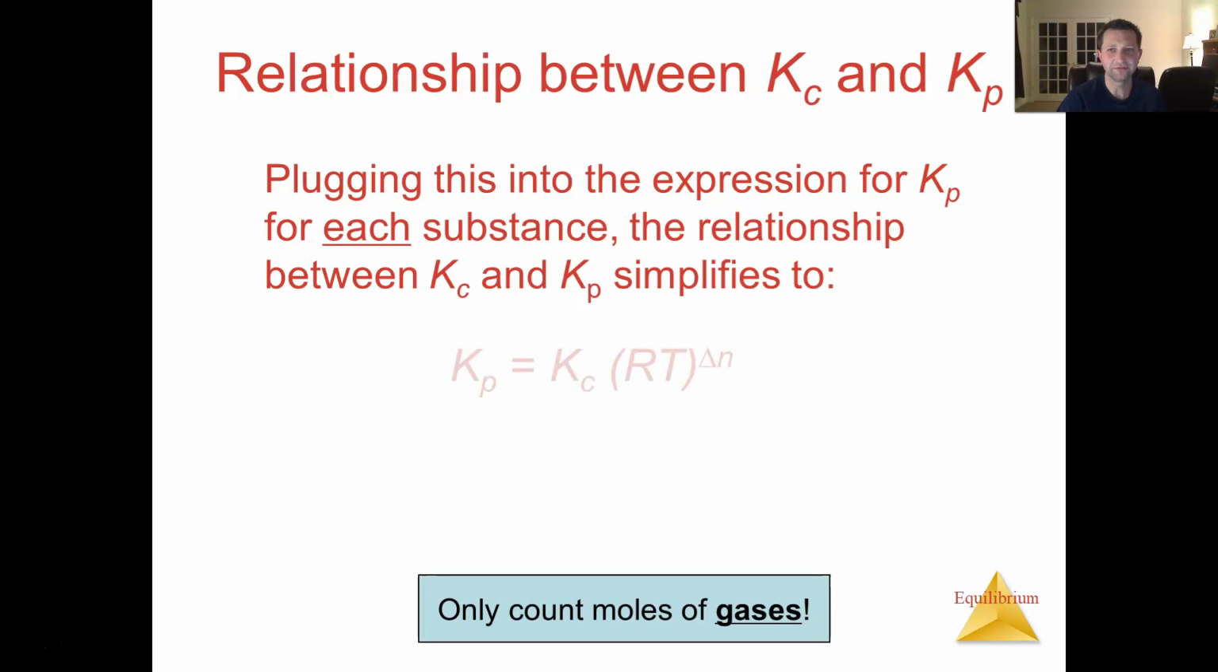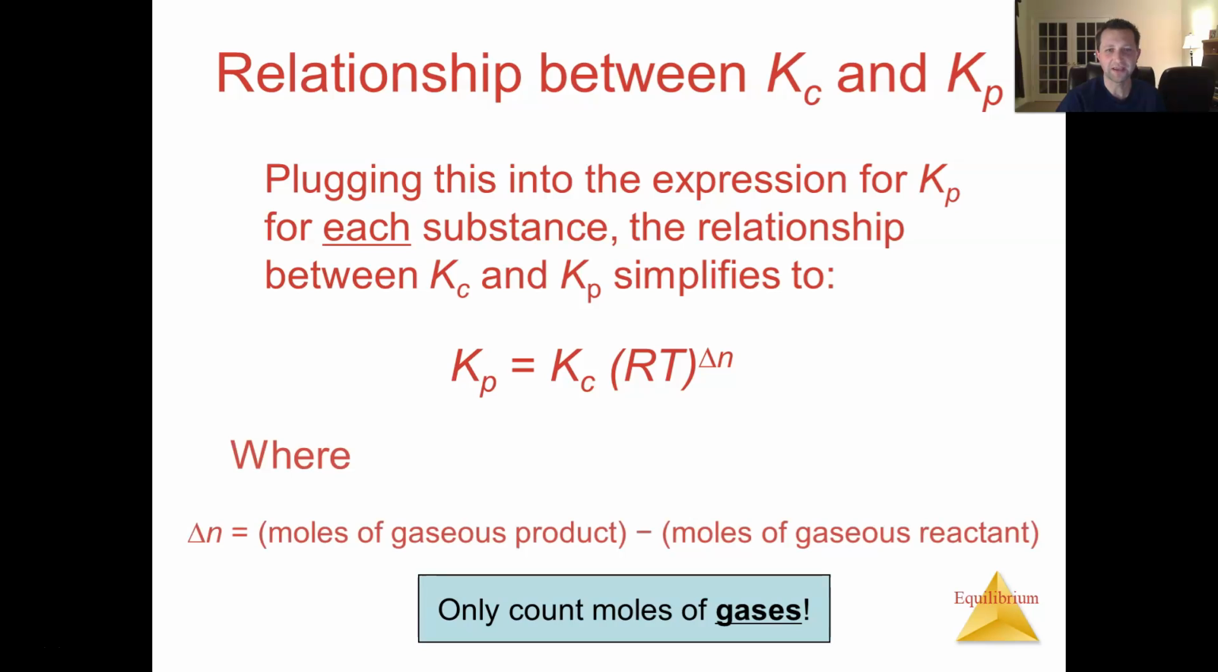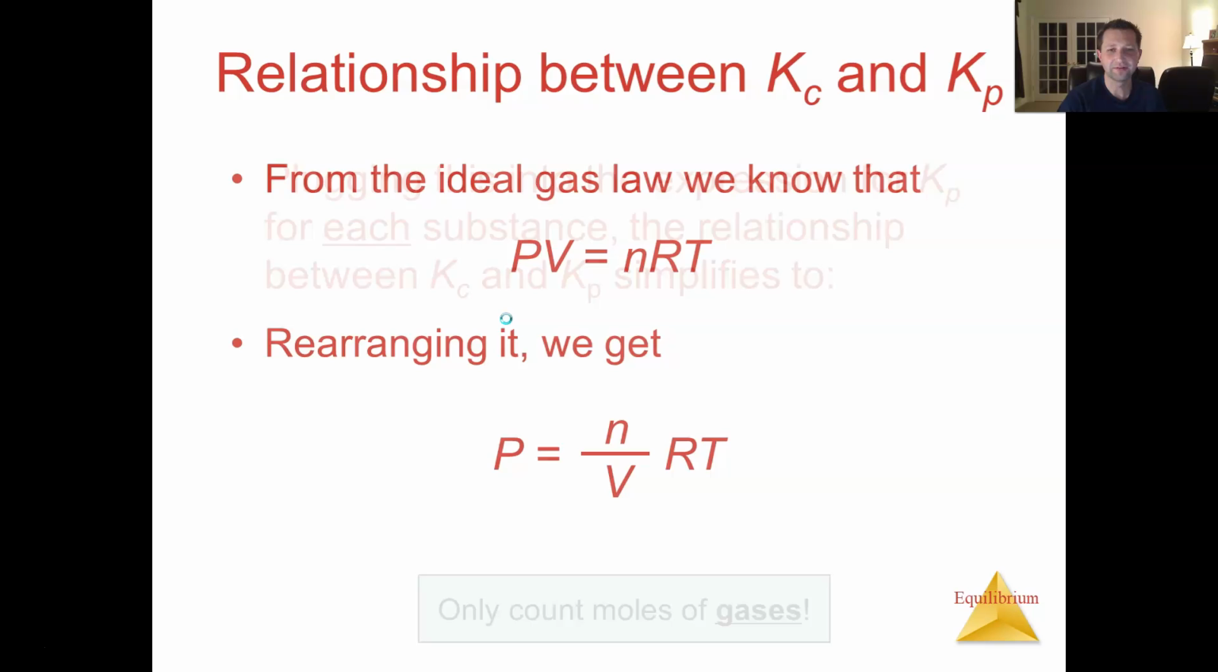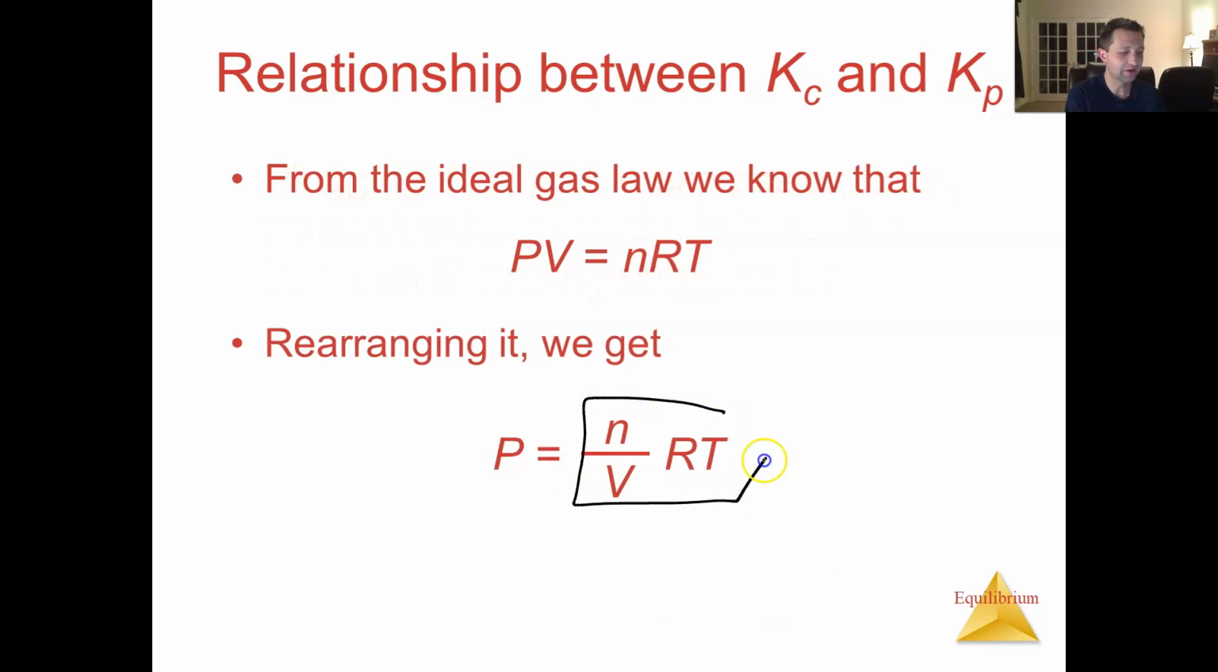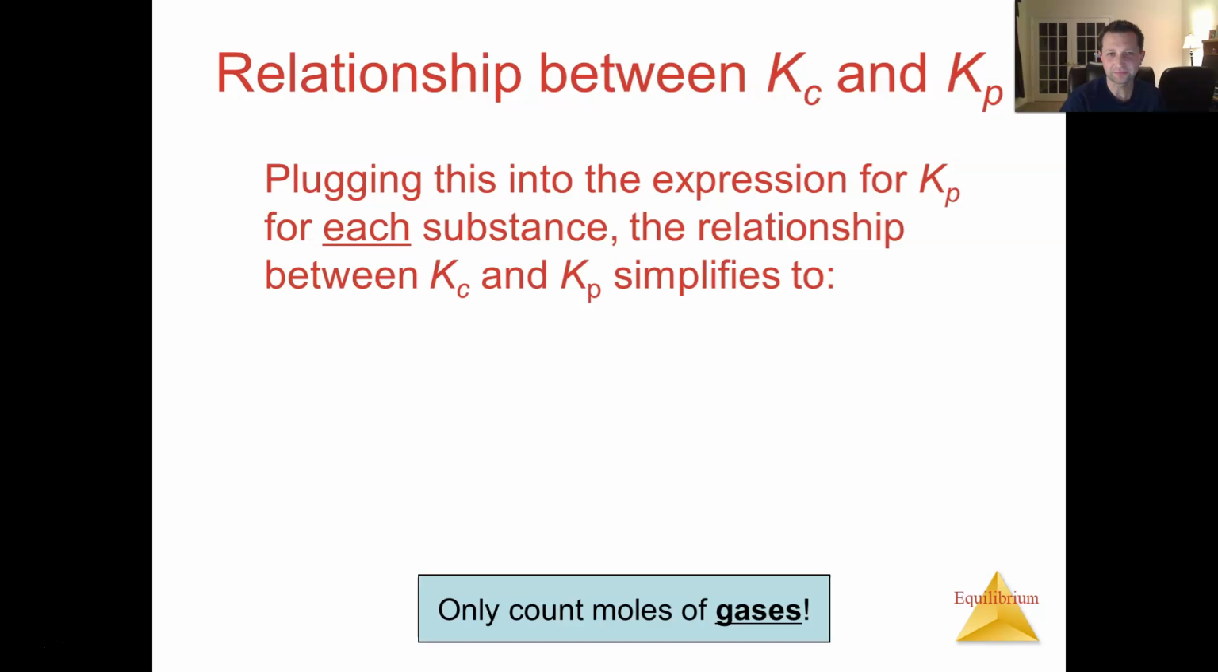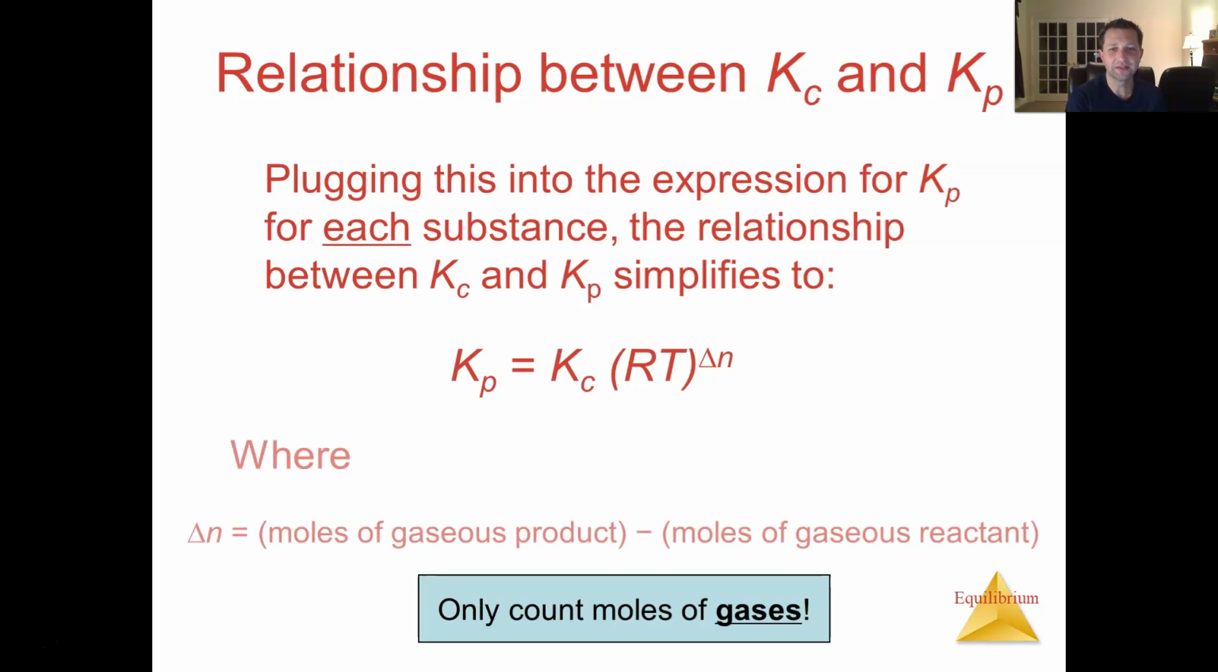What you can do then is substitute what we just had on the previous slide into the expression for Kp for each substance, okay? So here we have this for pressure. Substitute that in to every single pressure in your expression. Simplify, and you get something like this. You get Kp equals Kc times RT to the delta n.